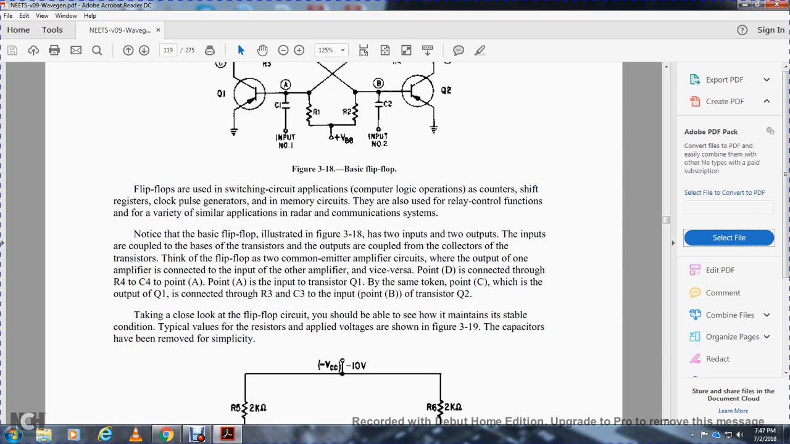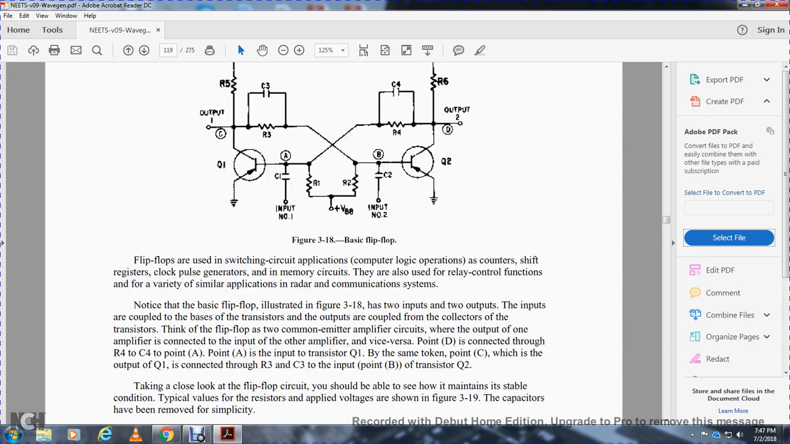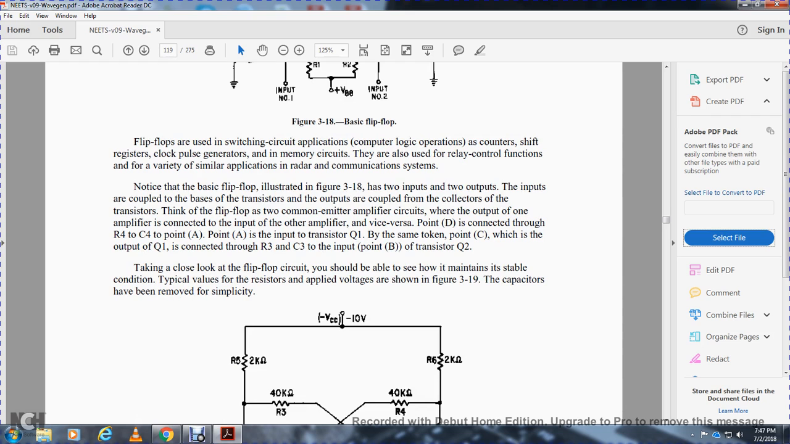Flip-flops are switching circuits applicable to computer logic operations, such as counters, shift registers, and clock pulse generation, with circuits like the relay counter control function, and for very simple applications in radio communication systems. Note the basic flip-flop illustrated in figure 3-18: it has two inputs and two outputs.